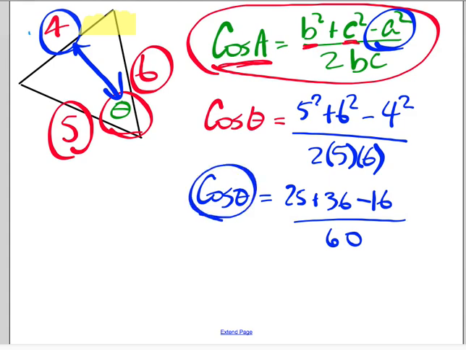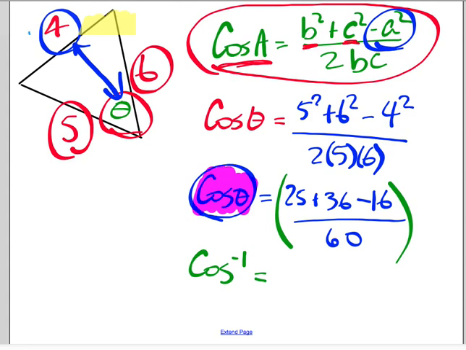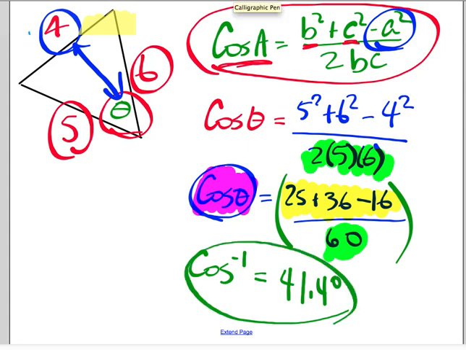Okay, which gives me, and here's the trick. Since we're looking for the cosine, we're going to use the second function button. So the cosine to the -1, and then I'm going to put all of this in brackets. That's what I'm going to do in my calculator. Just to make sure this is correct, I would do 25 plus 36 minus 16, get an answer, hit equals, and then divide it by the total, which was 2 times 5 times 6, or in this case 60. As long as your calculators are set to degrees, that'll give you a value of 41.4 degrees.